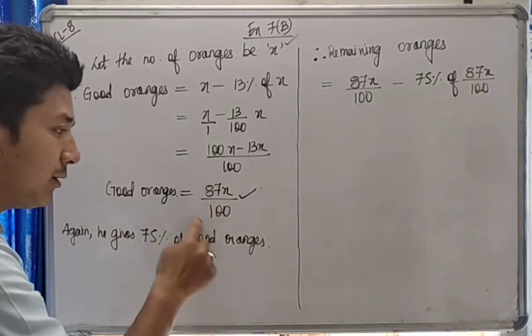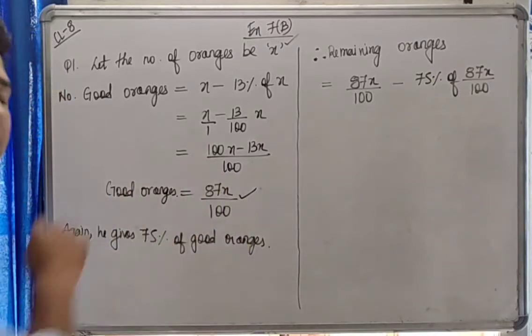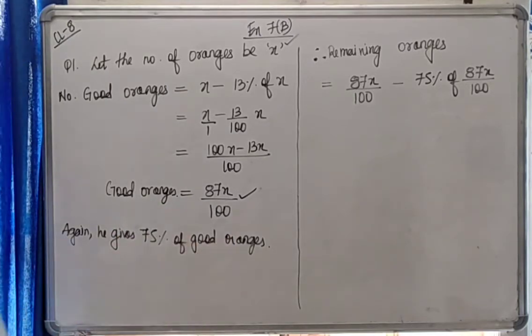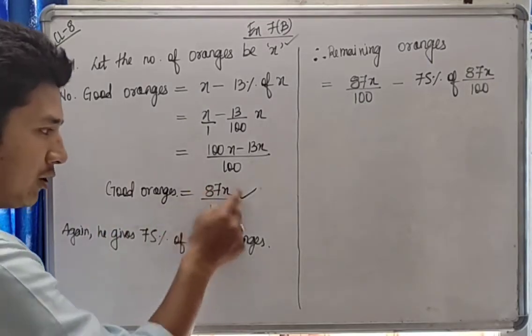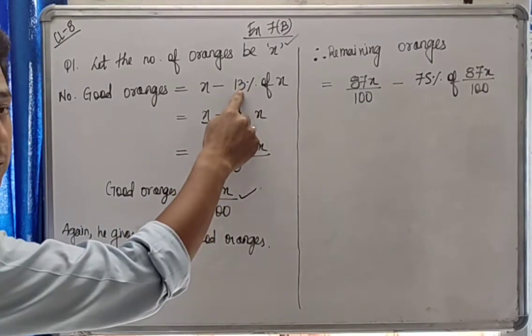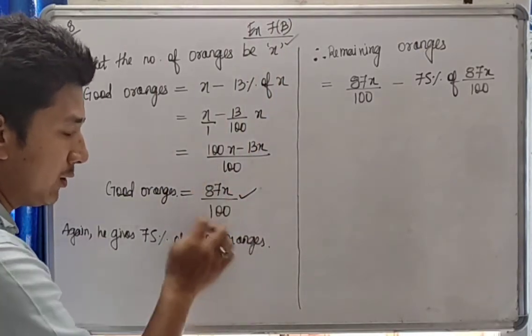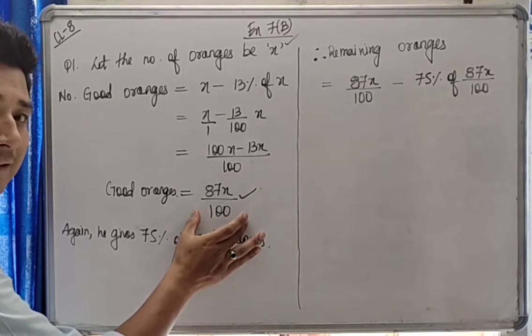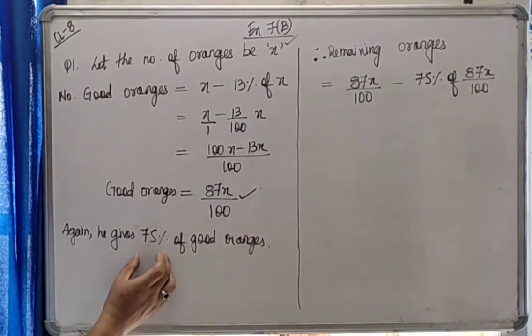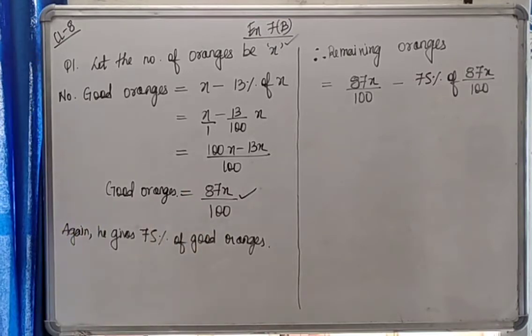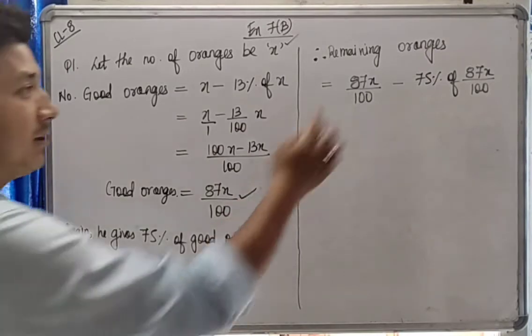Out of these good oranges, he gives 75% to the charity. The 13% rotten ones were thrown, and now we have the good oranges. Out of these, we are giving 75% to charity, which means we have to subtract again. So what will be the remaining oranges after giving to charity?